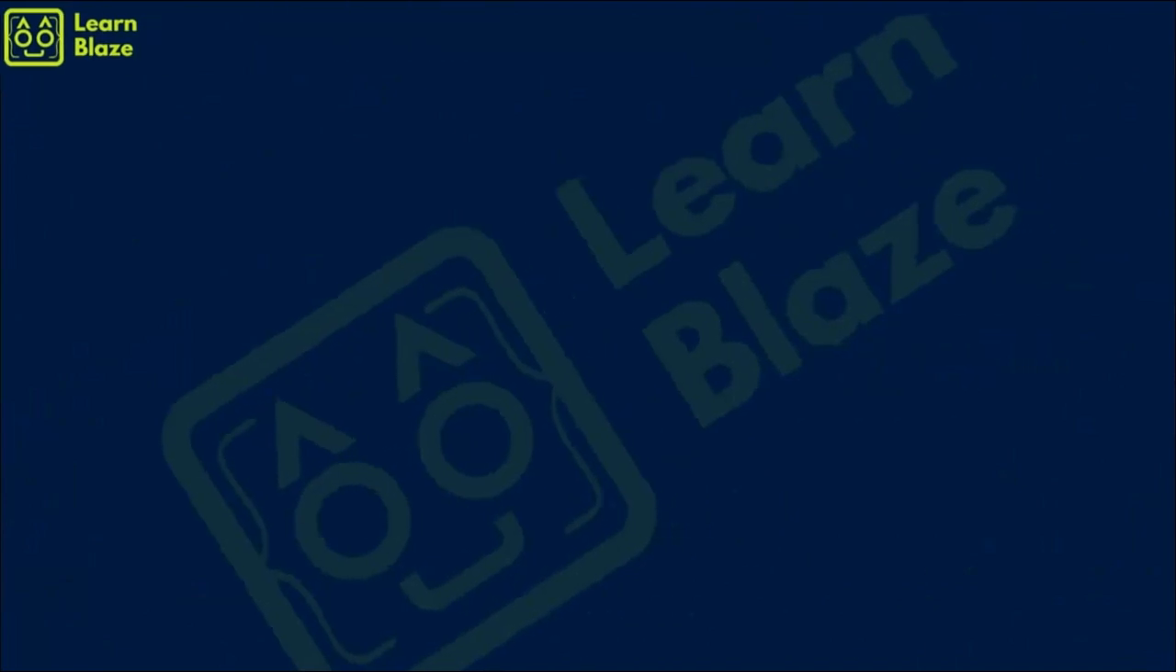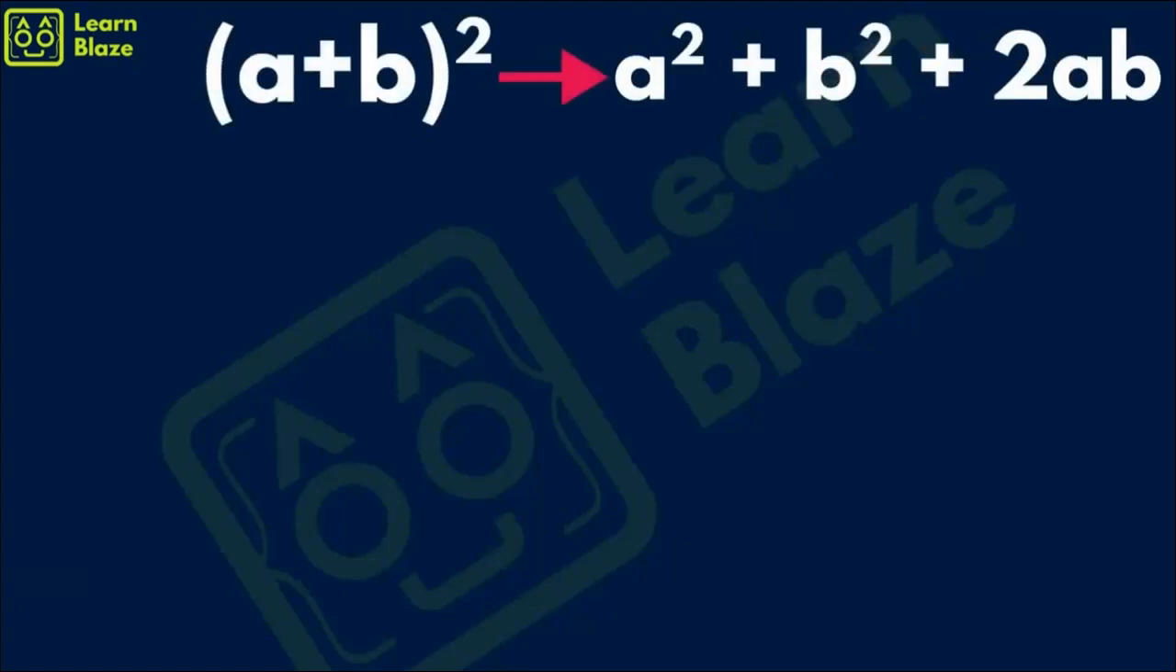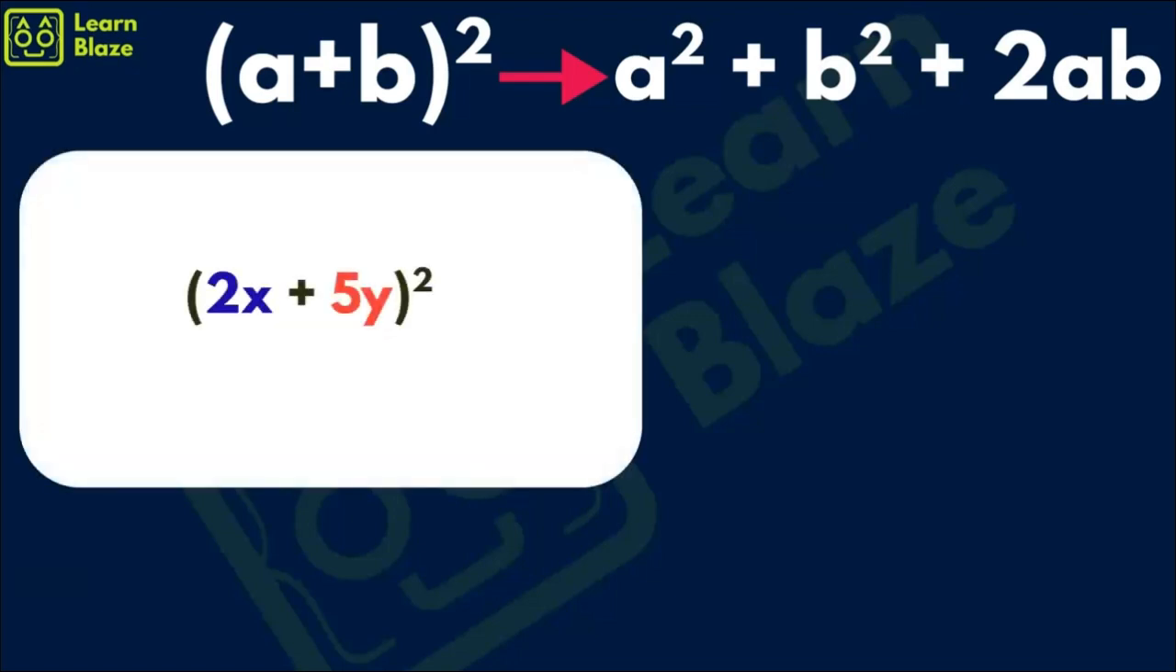Now let's see the first identity, which is the square of a binomial sum, a plus b whole square, which equals a square plus b square plus 2 times their product. We'll look at an example to understand this better. 2x plus 5y whole square.